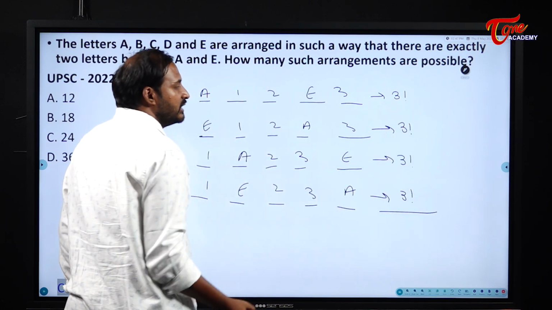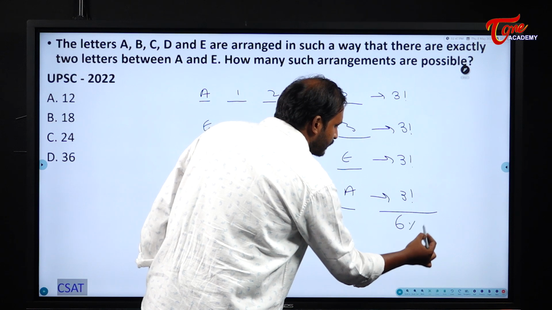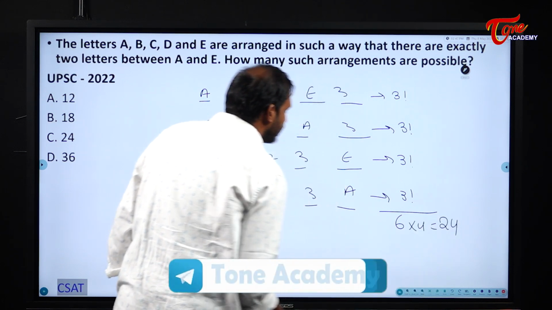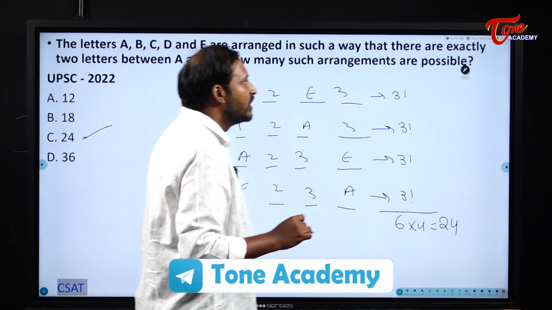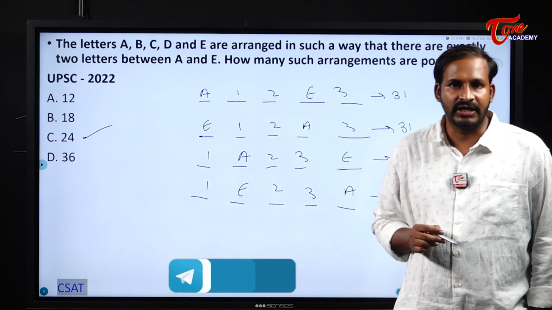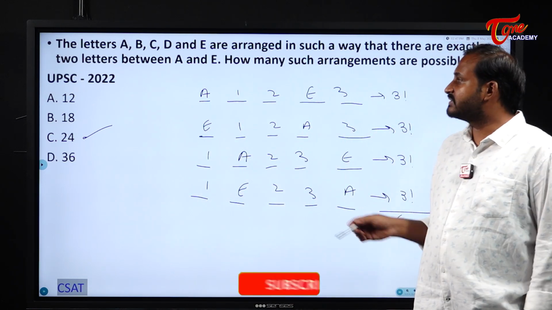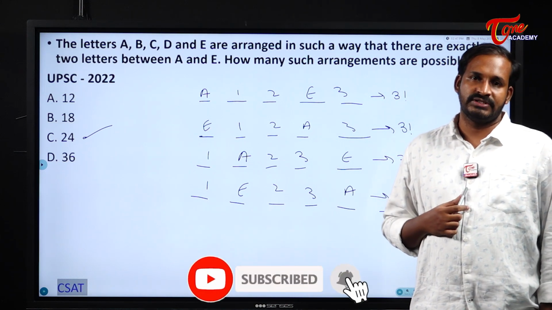So overall 6 fours are 24. That means we can arrange them in how many different ways? We can arrange them in 24 different ways. Understood? Like this we are going to solve our problems.